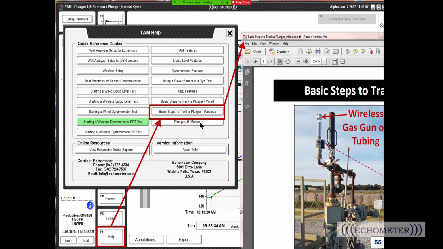You have the manual, that's a tutorial step by step, and you have the TAM software you can download from our webpage, and you have the examples that go right along with the manual that you can follow step by step to analyze. And that's available for you to use if you're interested in learning more about analyzing a plunger lift cycle.